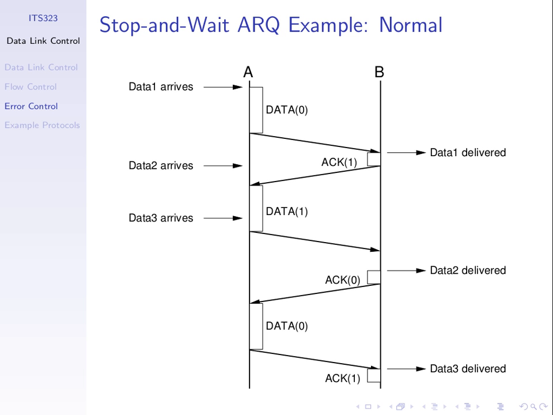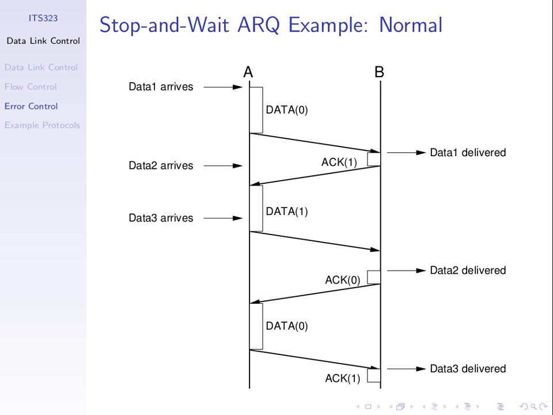A sends data with sequence number 1. B receives it, sends back an ACK saying, thank you, I've received that data. I now expect data with sequence number 0. So the ACK number here is 0. So the next one we send is data with sequence number 0.